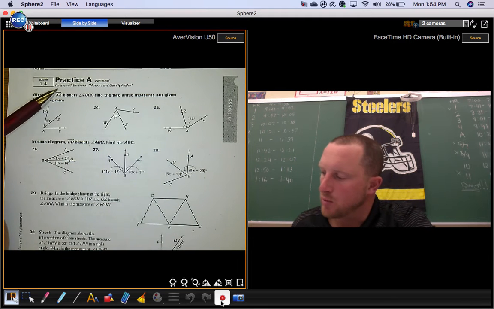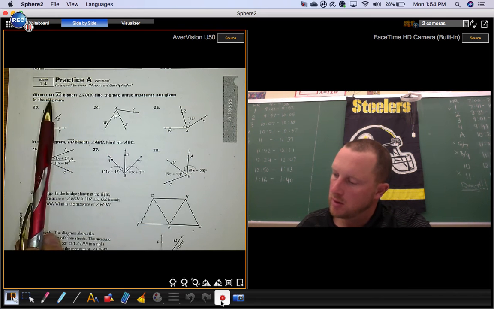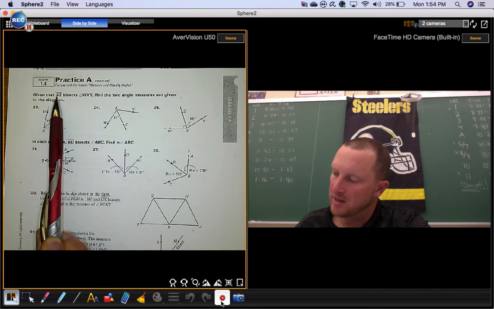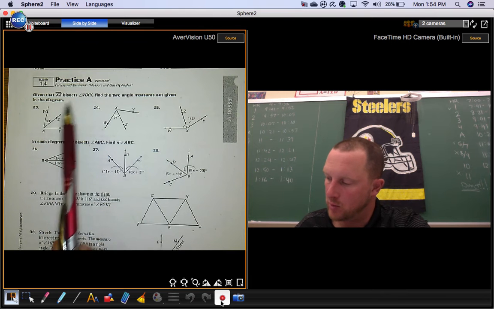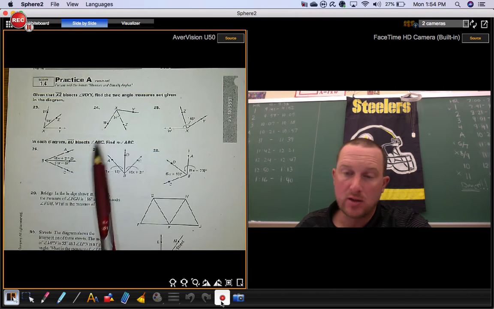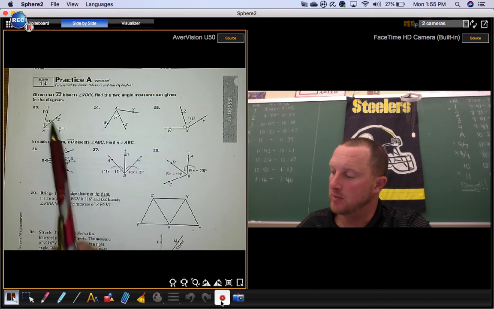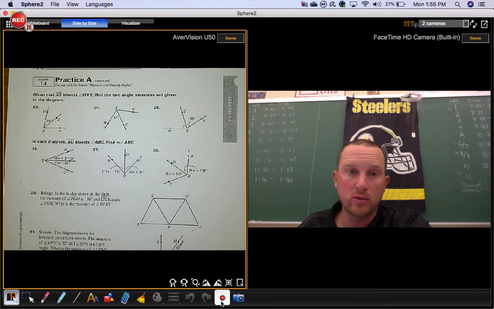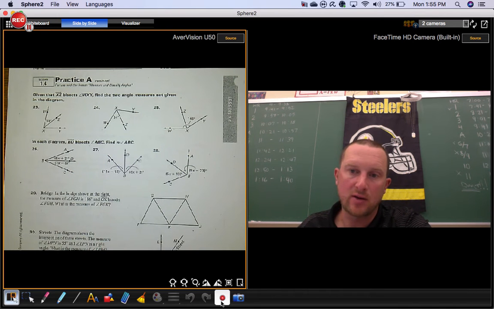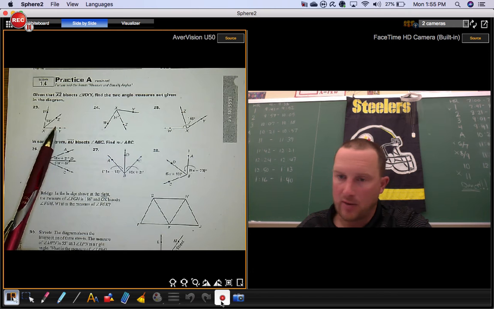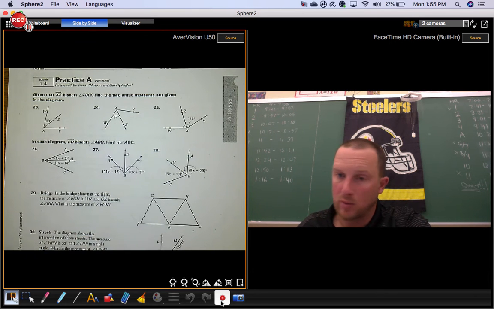This is section 1.4, practice A. We're on the back of the worksheet. They're telling you that ray XZ bisects angle WXY. So that happens in all three of these examples where you have a ray that's bisecting an angle. Find the two angle measures that are not given in the diagram. Each diagram has three angles, two little ones and then the big one.